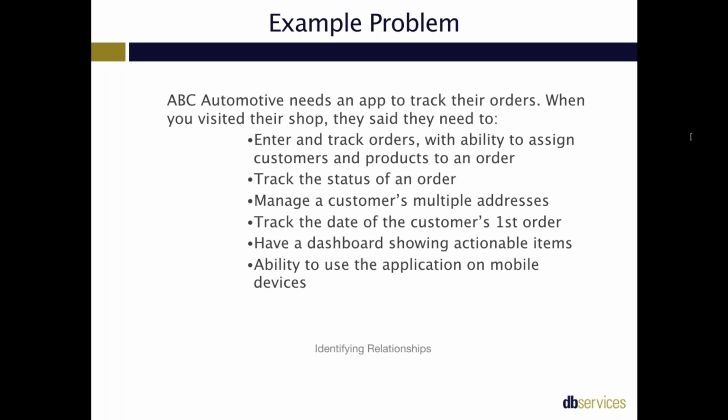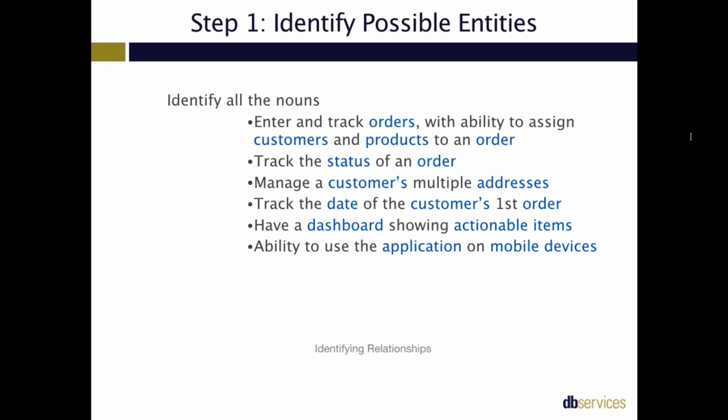And so you visit their shop, and they told you, here's the following things that this application needs to do for us. We need to be able to enter and track orders with the ability to assign customers and products to an order. They need to be able to track the status of an order. They need to be able to manage customers' multiple addresses. They have to track the date of a customer's first order. And they would like to have a dashboard showing actual items to make things easy for them when they're using the application. And they also like to use the application on mobile devices. So we're going to run with this for the presentation.